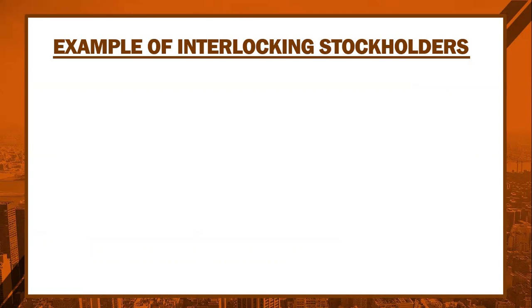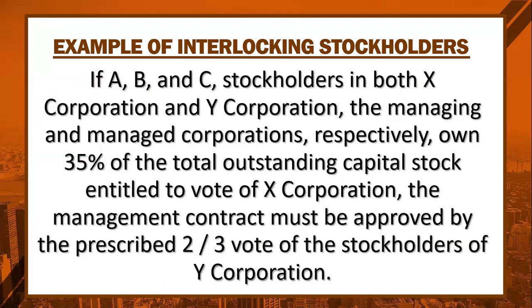So example of interlocking stockholders, if A, B, and C are stockholders in both X corporation and Y corporation, the managing and managed corporation respectively, and own 35% of the total outstanding capital stock entitled to vote of X corporation, the management contract must be approved by the prescribed two-third vote of the stockholders of Y corporation. Ibig sabihin lang nito kapag merong stockholders na nagre-represent ng same interest in both managing and managed corporation, own or controlled one-third of the outstanding capital stock with voting rights in the managing corporation, which is X corporation in the example, the management contract must be approved by the prescribed two-third vote of the stockholders of Y corporation or managed corporation.